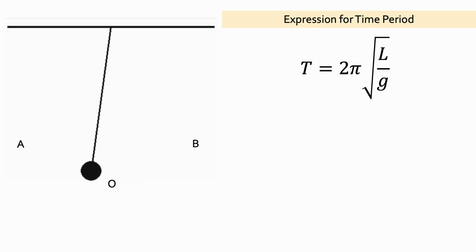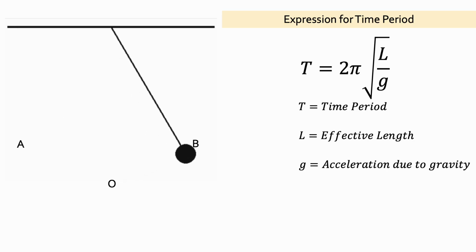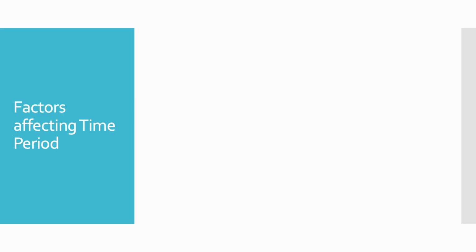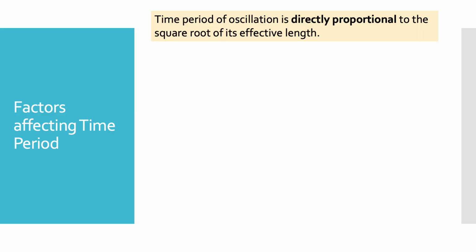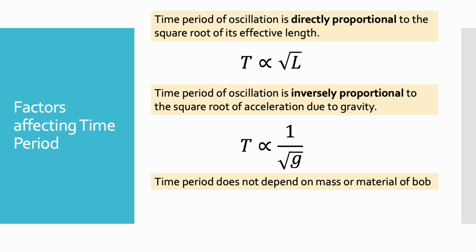Expression for time period. Time period is given by the formula T equal to 2 pi root L divided by G. L is the effective length and G is the acceleration due to gravity. The time period of a pendulum is directly proportional to the square root of its effective length, and it is inversely proportional to the square root of the gravitational acceleration. Importantly, it does not depend on the mass of the bob or the amplitude of the oscillation.